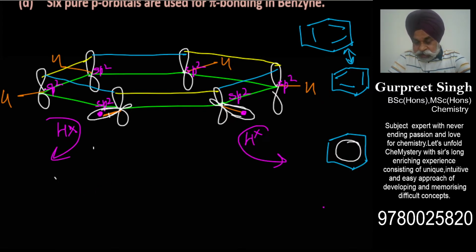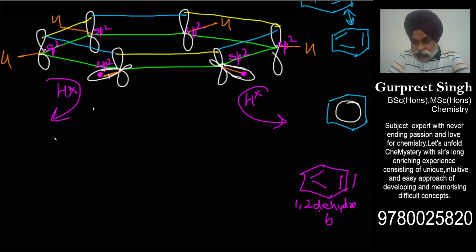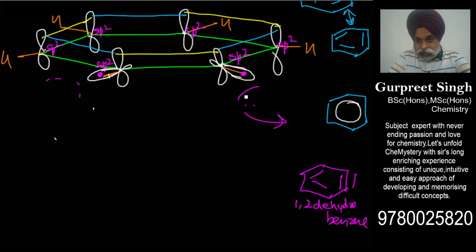So in a way, benzyne is also referred to as 1,2-dihydrobenzene. De stands for the removal of two hydrogens. So this is commonly said as 1,2-dihydrobenzene. Once I have taken out two hydrogens, you are also thinking that if we remove these two hydrogen atoms, there would be one unpaired electron left in an sp2 hybrid orbital, which undergoes sideways overlap like this.